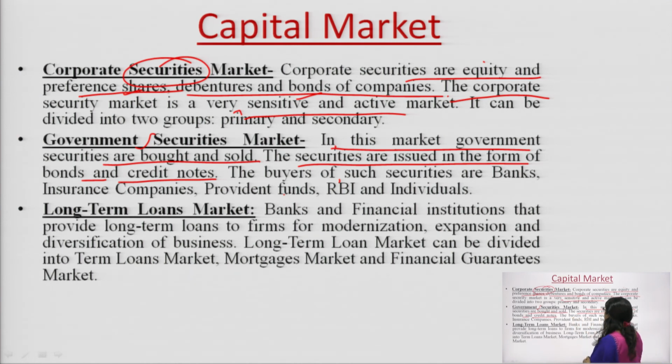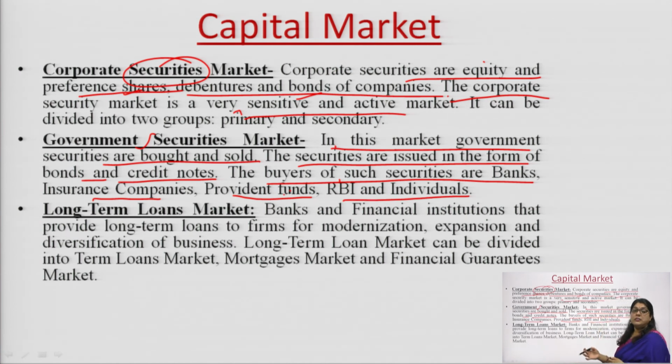So, the buyers of such securities are banks, insurance companies, provident funds, RBI and individuals. Who are the buyers who purchase the government securities? RBI itself purchases the securities, as do provident funds and insurance companies, and one is the security which is purchased by the government.